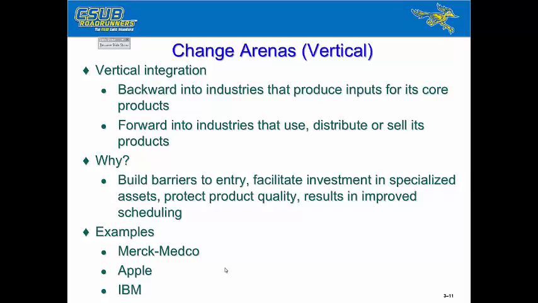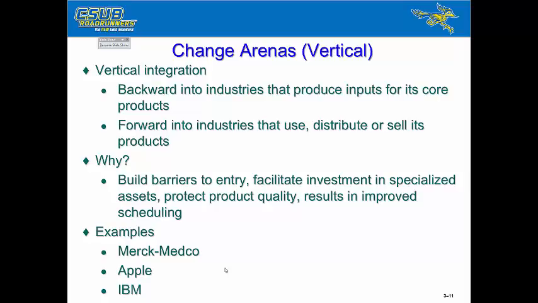Some justifications for this: it helps to build barriers to entry. The more parts of the value chain that you control, the harder it is for a new company to come in that doesn't control those same parts of the value chain and compete with you. It helps if there's common assets involved, so common infrastructure between the companies. You can spread that investment across different assets. It also helps to protect product quality, sometimes helps to improve scheduling.